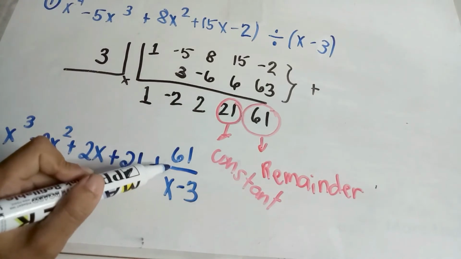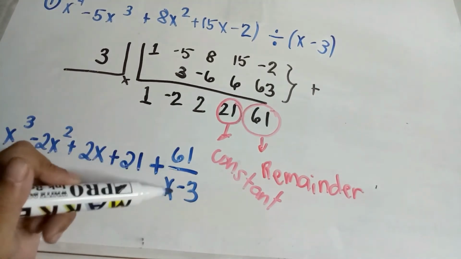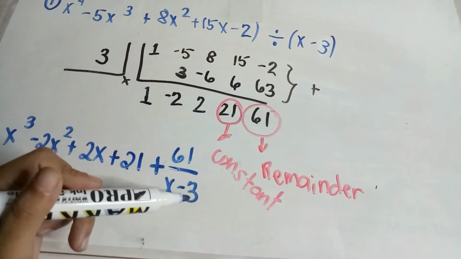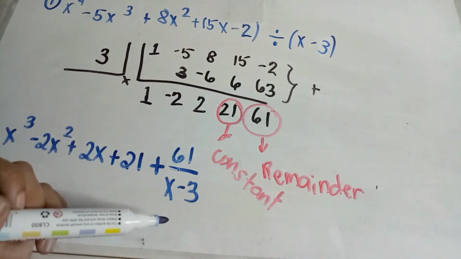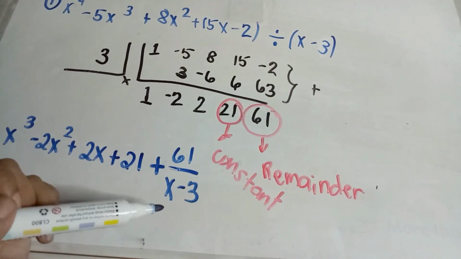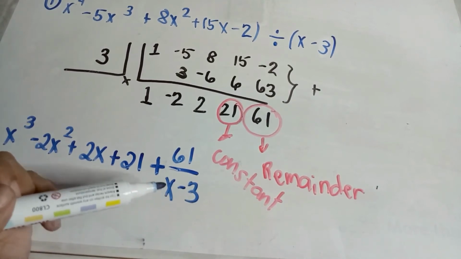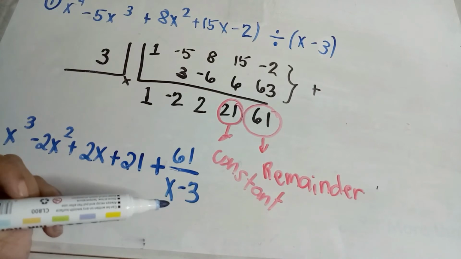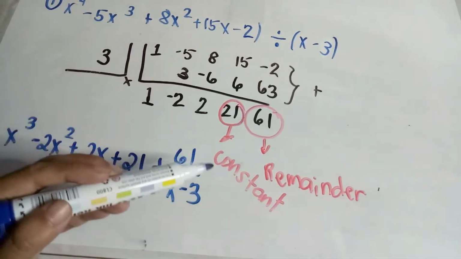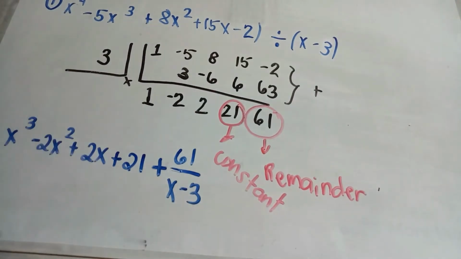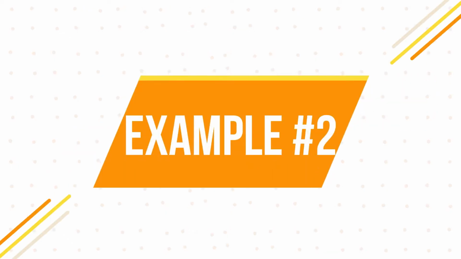As for why we put x minus 3 here, just refer to the previous video, which is the long division method. You will understand why I put x minus 3 here. And this is actually your answer using the synthetic method. Example number 2.